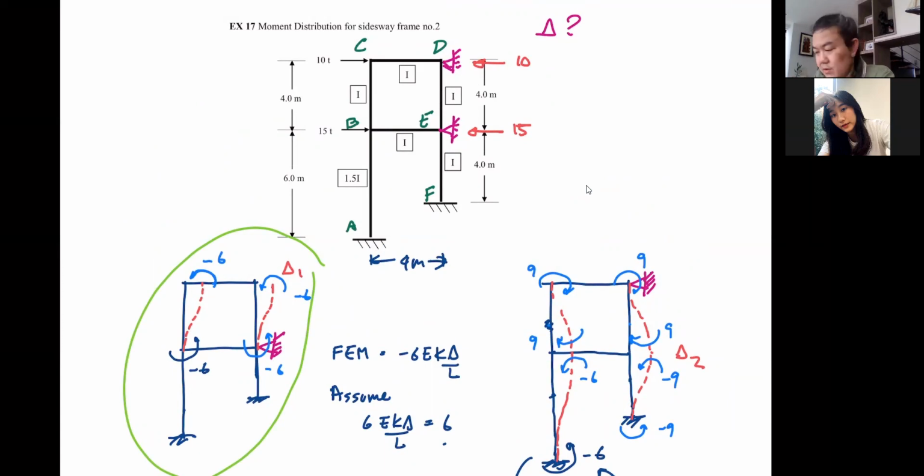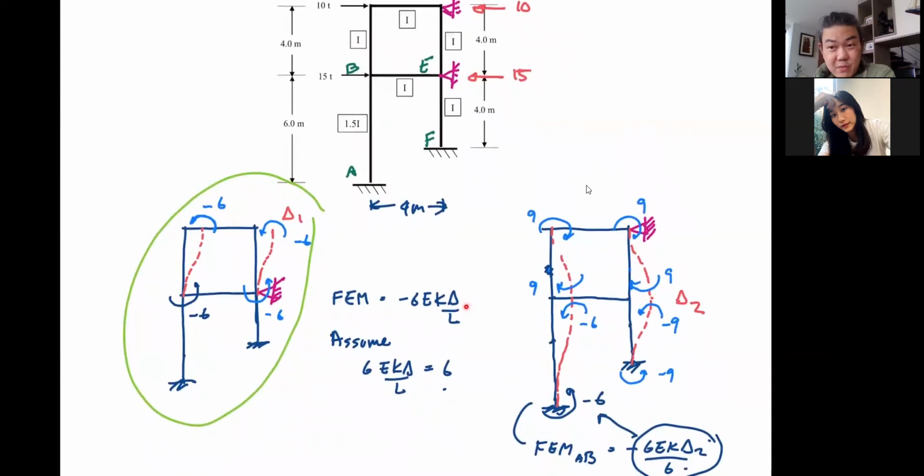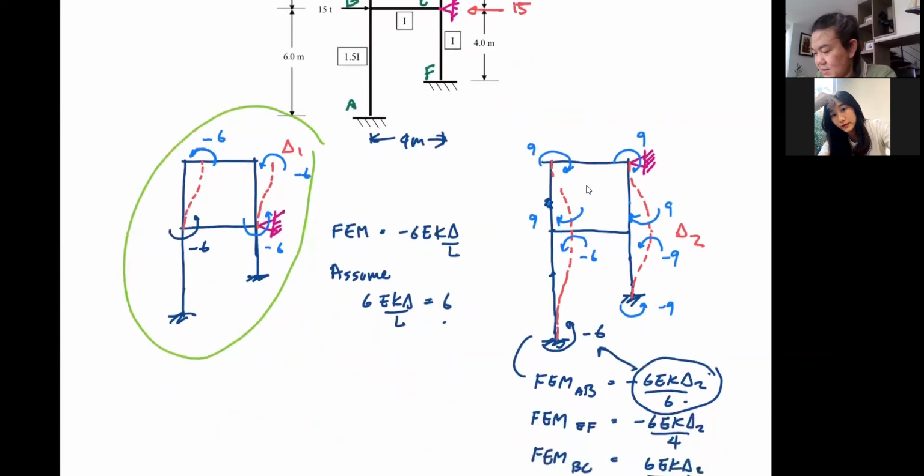So every member would have a similar fixed end moment to resist the side sway. From the formula, minus 6EI delta over L, if I assume 6EI delta over L equals minus 6, because it's counterclockwise, everything else will be minus 6.